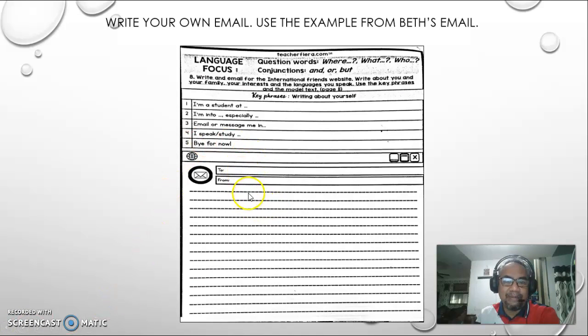Okay, write your email based on the Beth email. Okay, you can choose, write freely. Just write the email to your email address, and from. To is your friend's email address, from is your email address, and remember, write the actual email address.